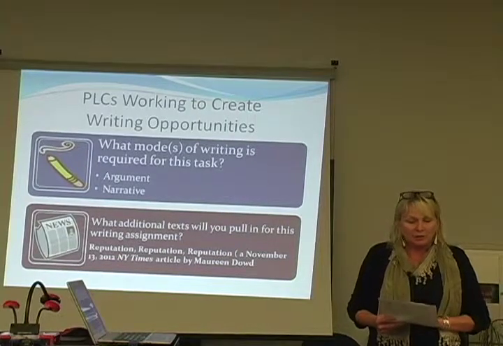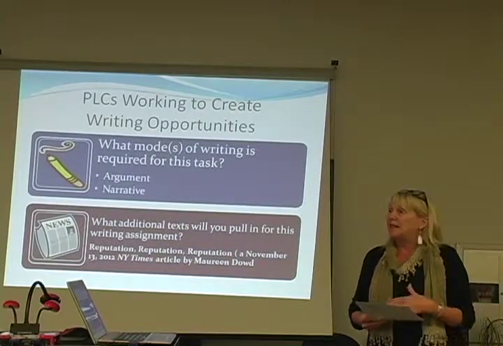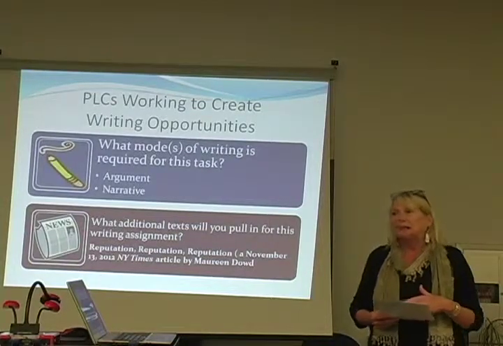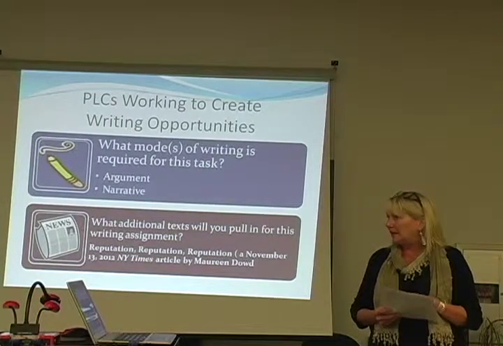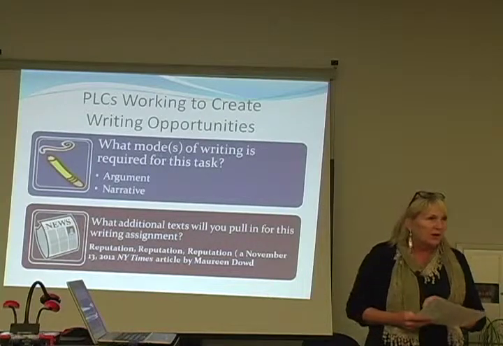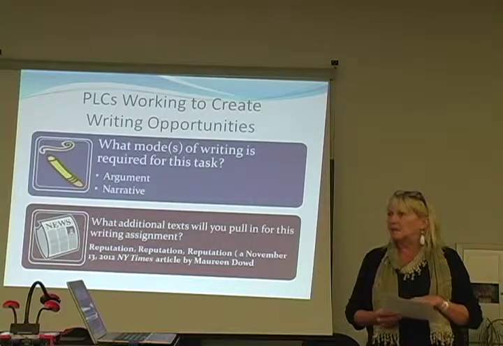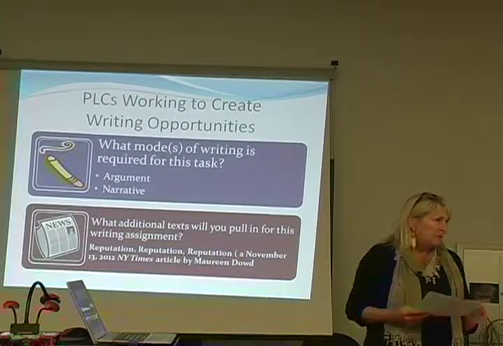The article's from the New York Times, and I'm going to read this out loud, the Reputation article. And as we read, could you look for places where the narrative is embedded and maybe take your pen or pencil and mark them? Because I want you to think about the effectiveness of putting in bits of narrative with this argument piece.